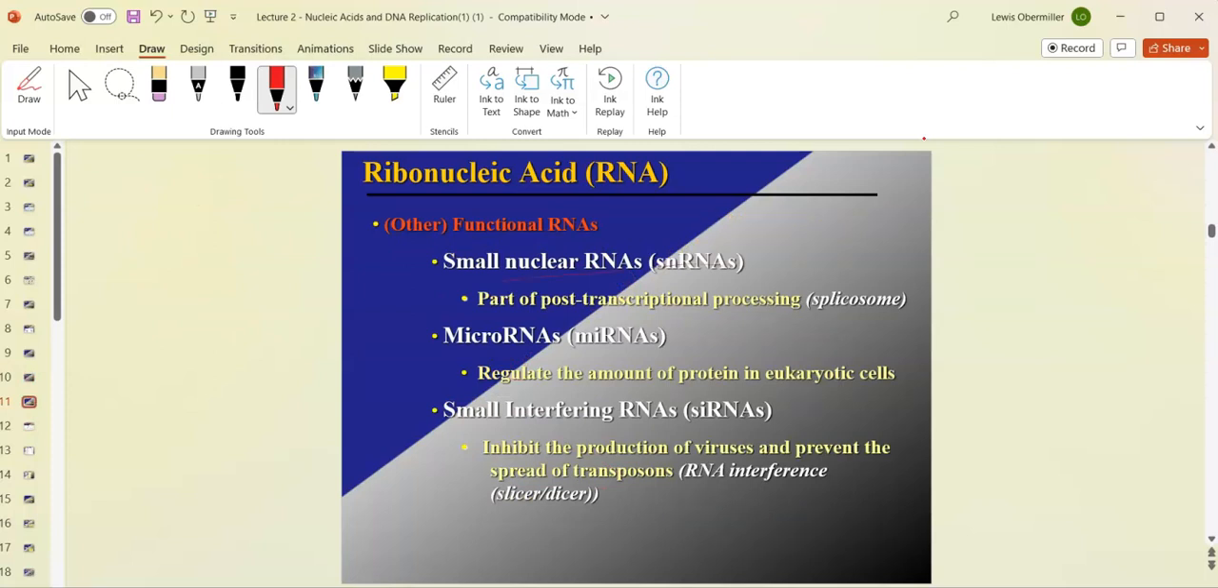There's other functional RNAs. There's small nuclear RNAs or snRNAs. They are involved in post-transcriptional processing, which is part of a machinery called the spliceosome. And we're going to talk about this later on. I'm just going to mention it now. There's microRNAs, also called miRNAs. They regulate the amount of protein in eukaryotic cells.